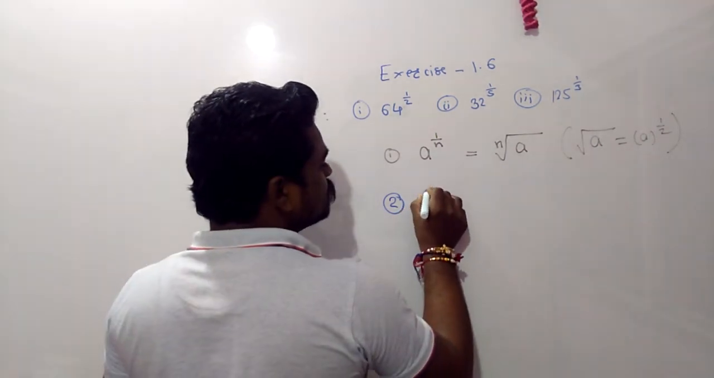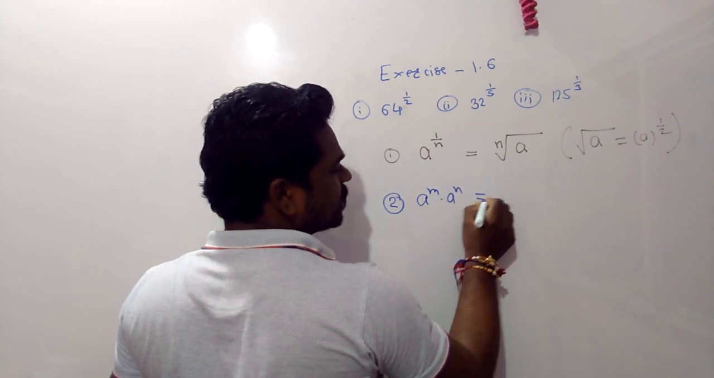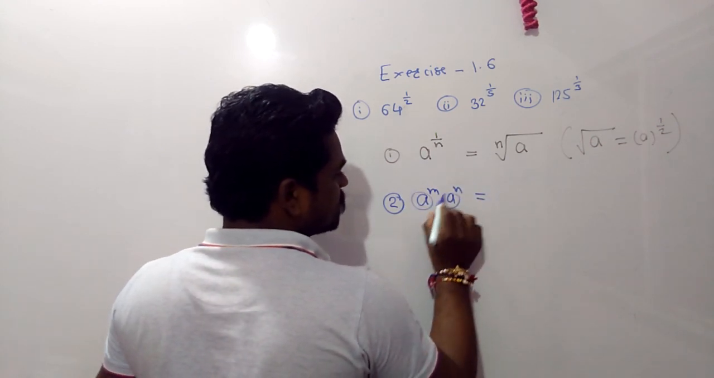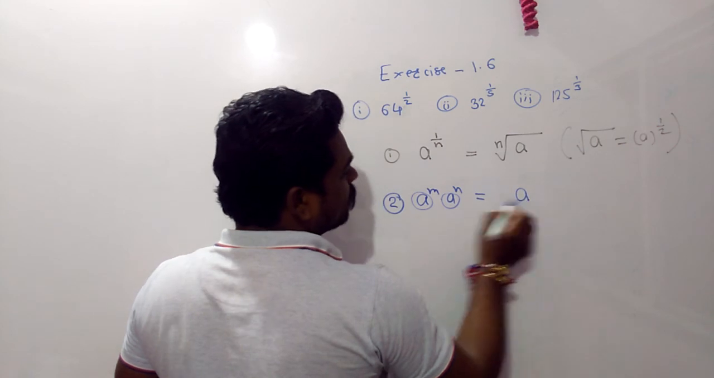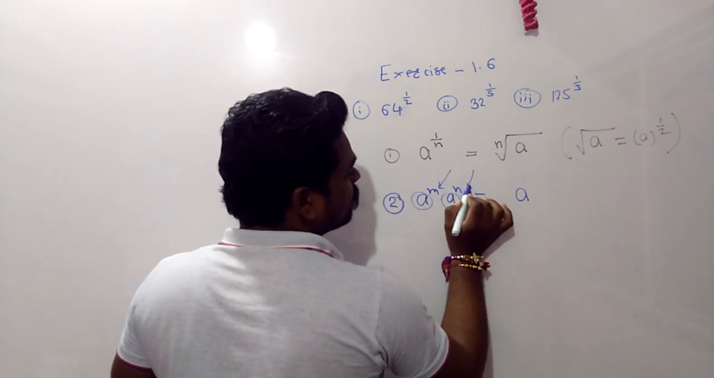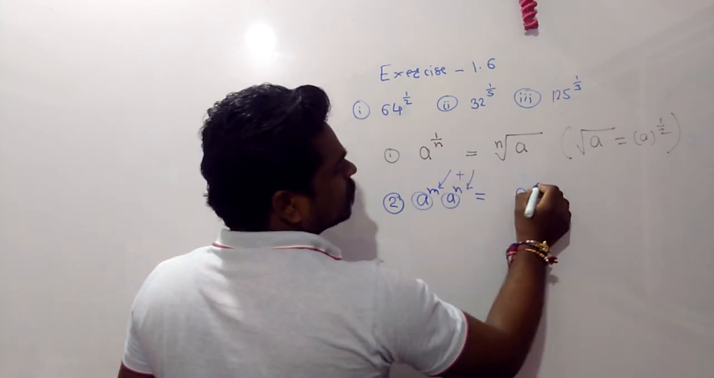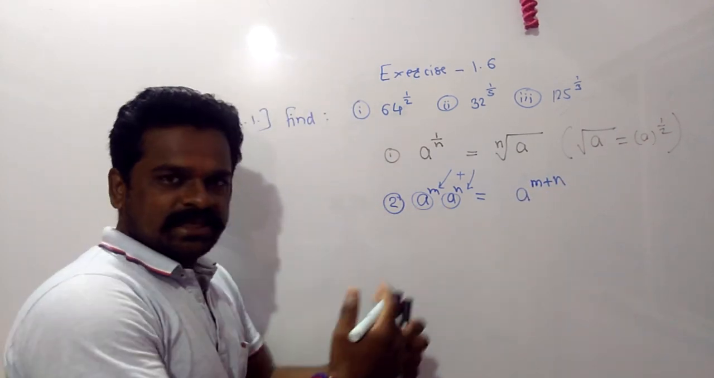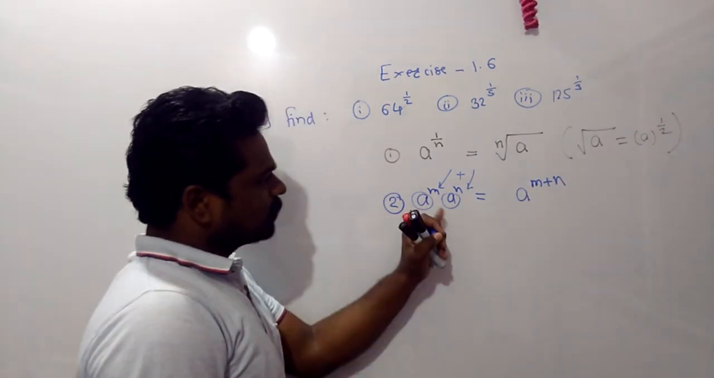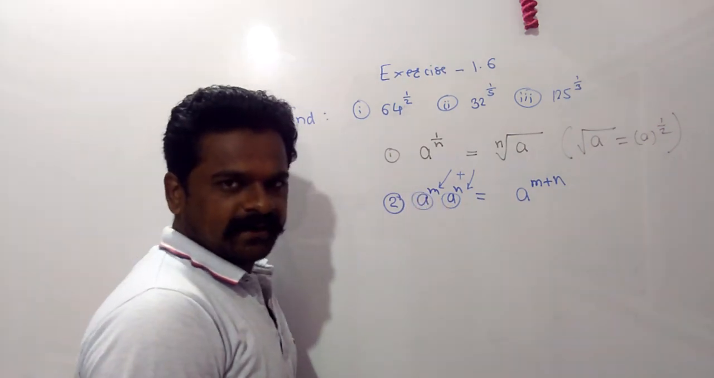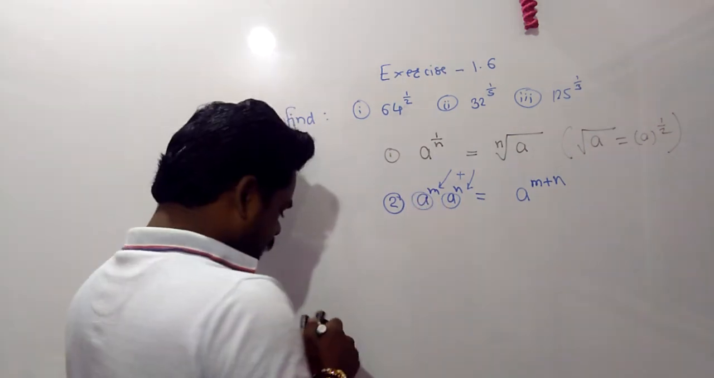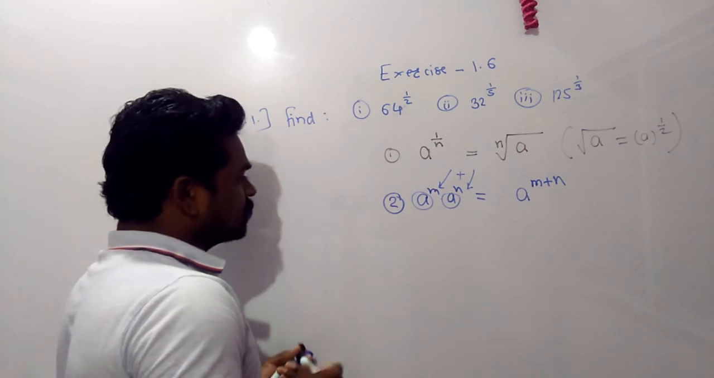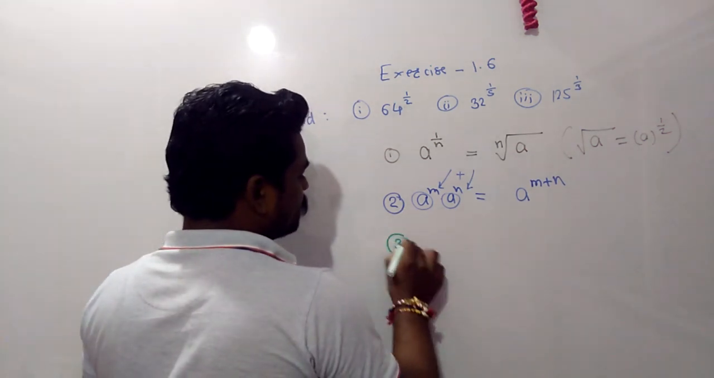Then a raised to m into a raised to n. The bases are common, so we will take only one base, and for the powers we will take the sum. So a raised to m plus n, and vice versa, a raised to m plus n is equal to a raised to m into a raised to n. No problem. Then the next point is number 3.